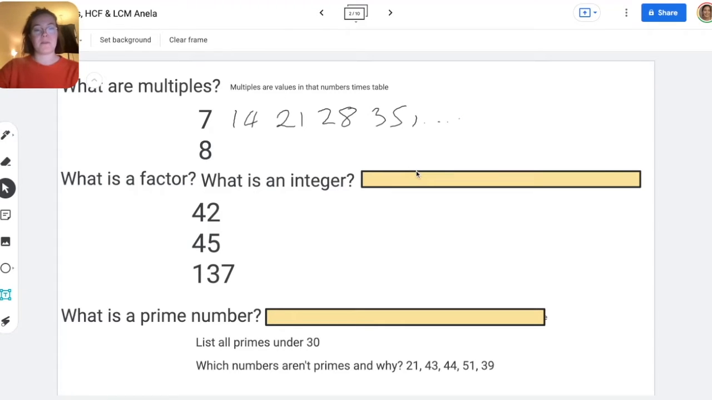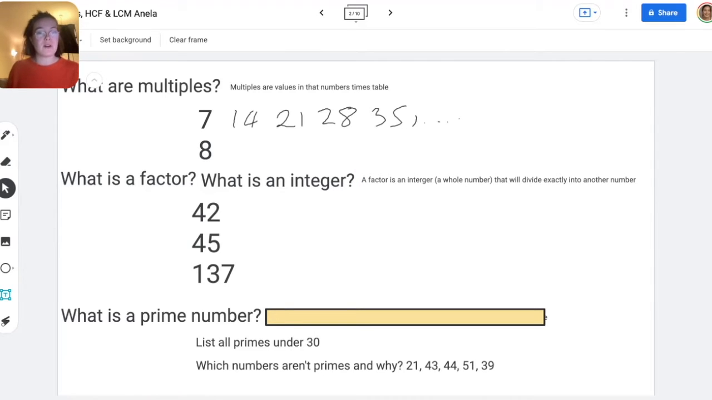So what is a factor and what is an integer? First of all, a factor is an integer. An integer is just a whole number, so not a decimal. So an integer is not 3.2, an integer is 3, the whole number. So a factor is an integer or whole number that will divide exactly into another.